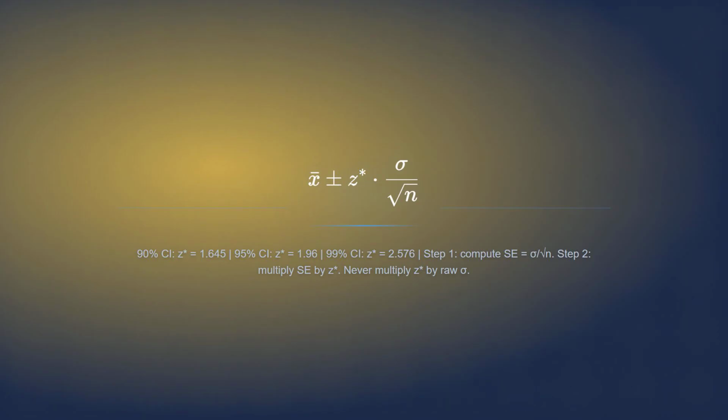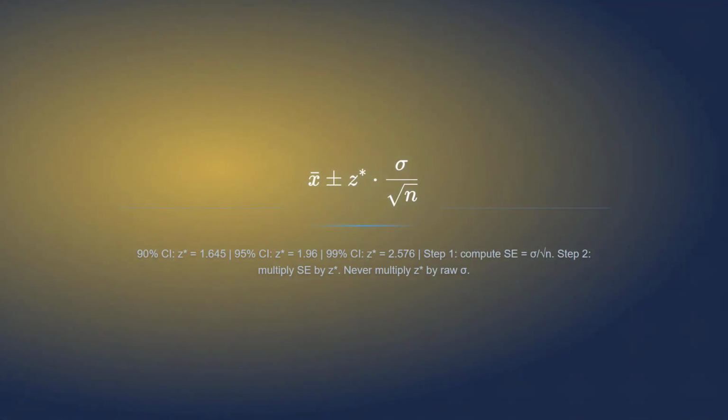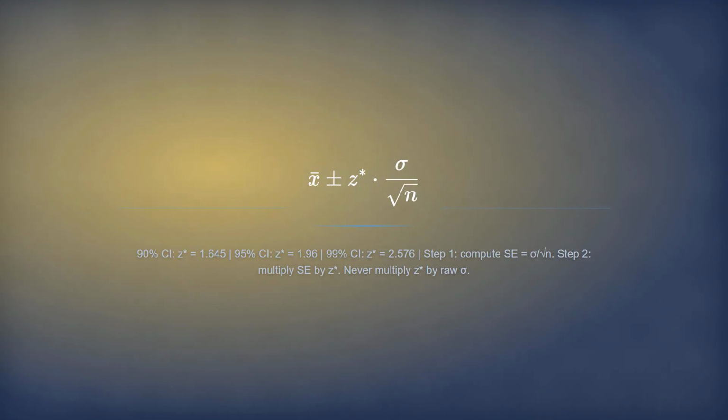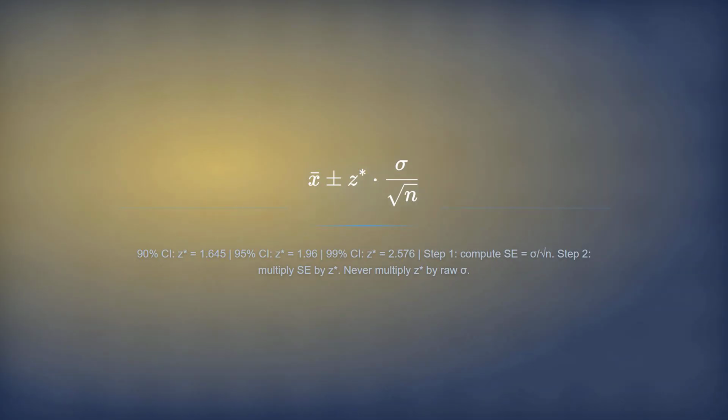For 90% confidence, z equals 1.645. For 95%, z equals 1.96. For 99%, z equals 2.576. Memorize these 3 numbers. They appear in almost every confidence interval question on the exam. The margin of error is z star times the standard error, not z star times sigma. Compute the standard error first. This is the most common procedural error.